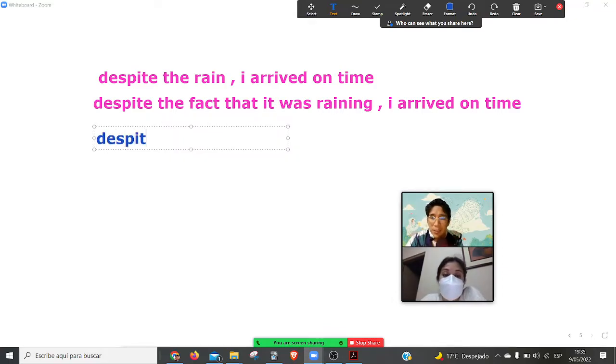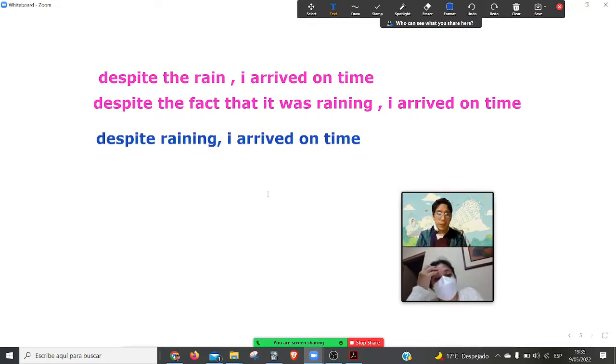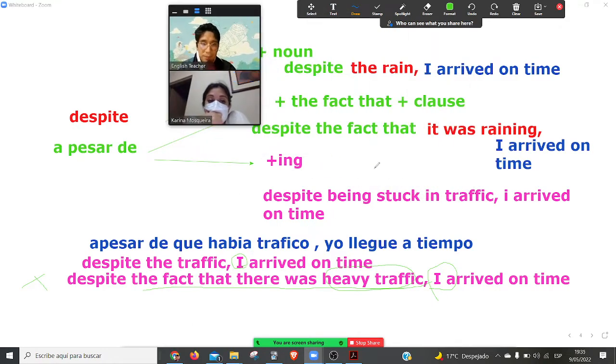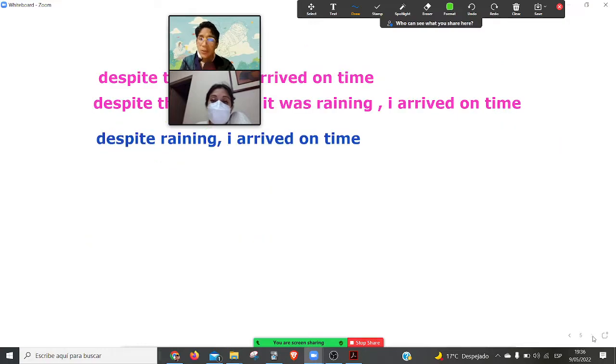Podría decir, despite raining, I arrived on time. Can we say, despite raining, I arrived on time? I guess so. ¿Recuerda? Mira aquí, el del señor, ¿qué pasaba? ¿Cómo tenía que ser cuando, para poder usar el ing? Tendría que tratarse del mismo sujeto. ¿Ok? Entonces, según lo que te he dicho, aquí no se podría.